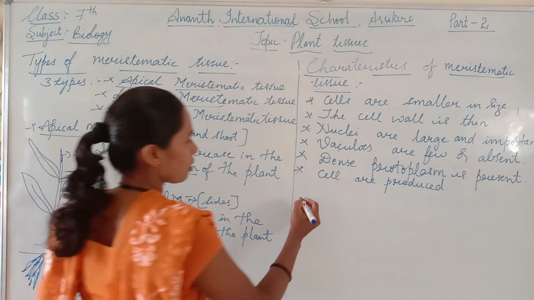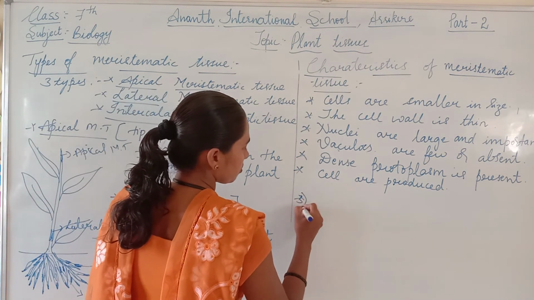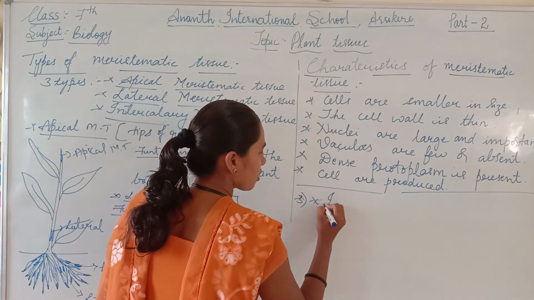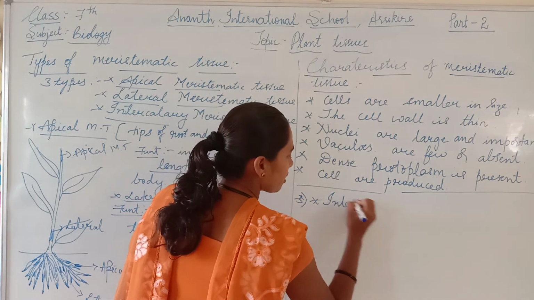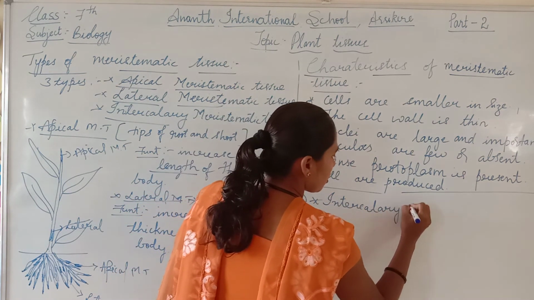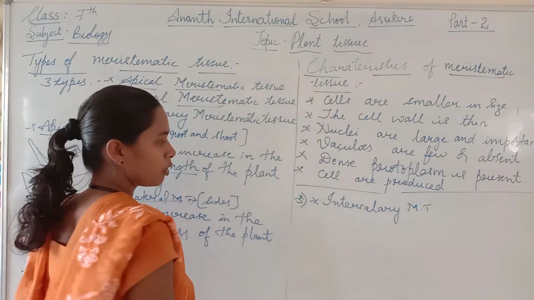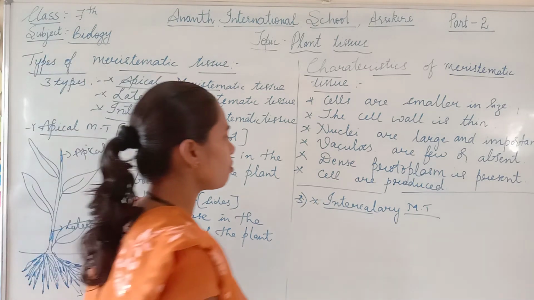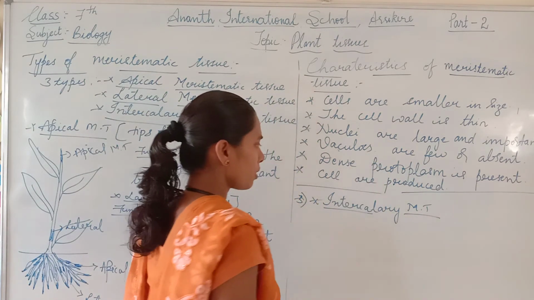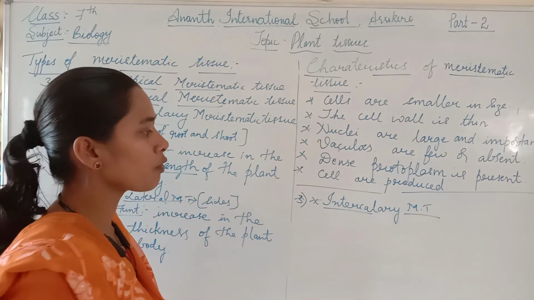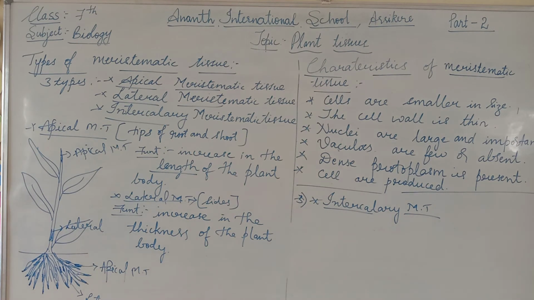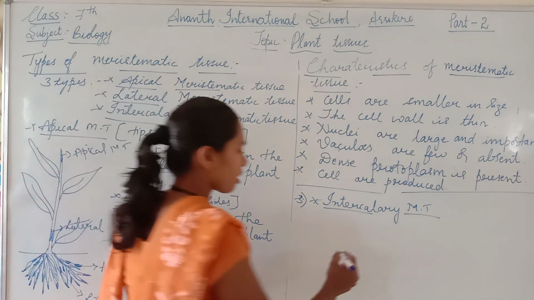The third one is the intercalary meristematic tissue. Intercalary, inter, the word itself is saying, in between. So where will it be present here? What will be the function of this intercalary meristematic tissue? Let me take a plant diagram.